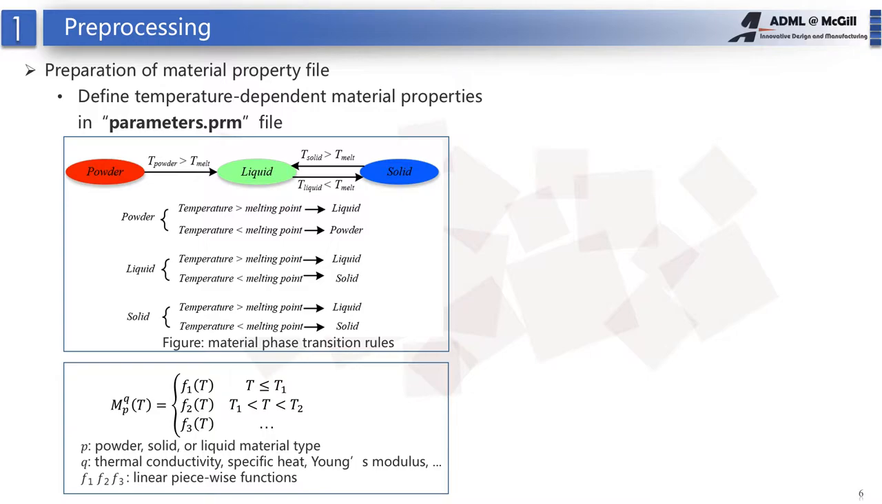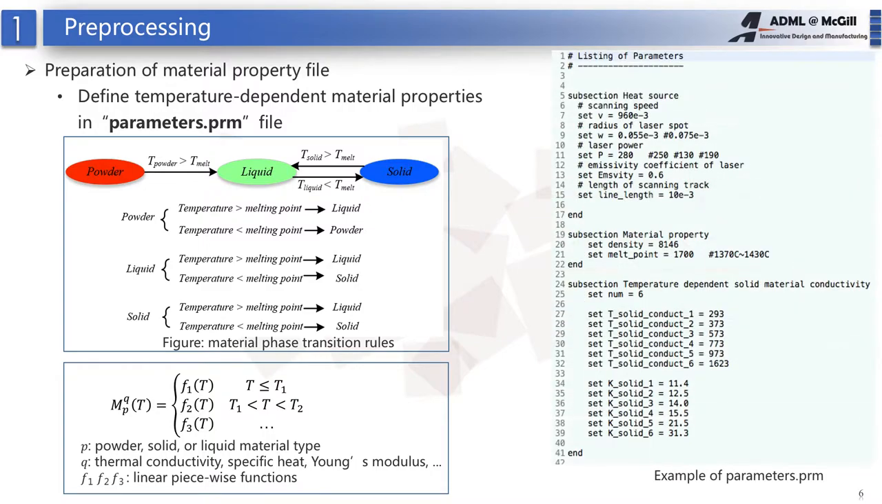In this equation, M stands for material property, P indicates powder, solid, or liquid material type, and Q indicates the estimated material property like the thermal conductivity, specific heat, Young's modulus, and so on. Now here is an example of material properties defined in the parameters.prm file. Next, I would like to simply explain the definition of this material file.